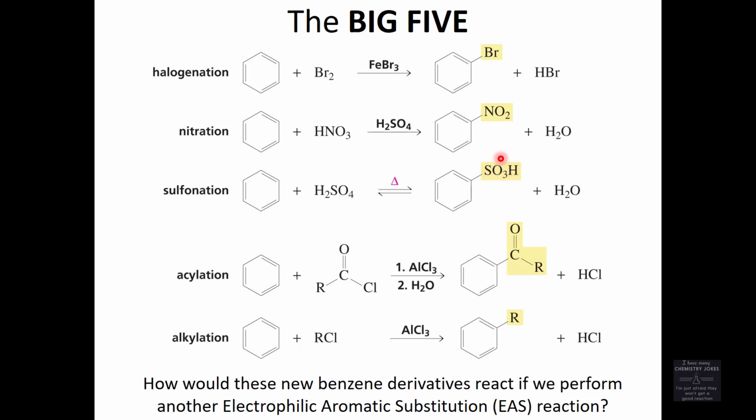If you have a sulfonic acid already on and you try to put a carbon group on, well, that doesn't really work. Let's use another example. If you have a sulfonic acid on and you try to put a bromine on, does it go here? Does it go there? Does it go everywhere? I don't know. That's what today's about. It's about multiply substituted benzenes.